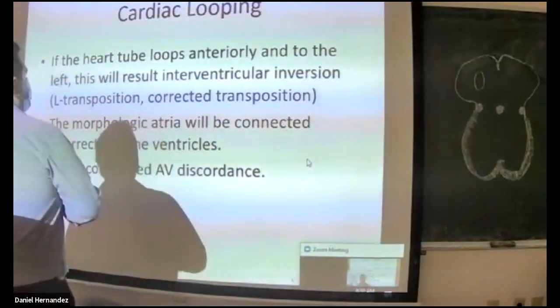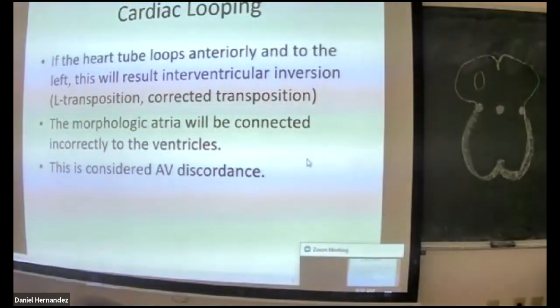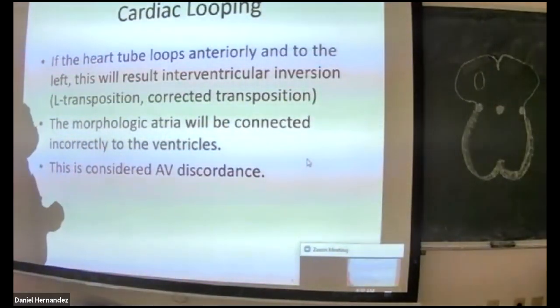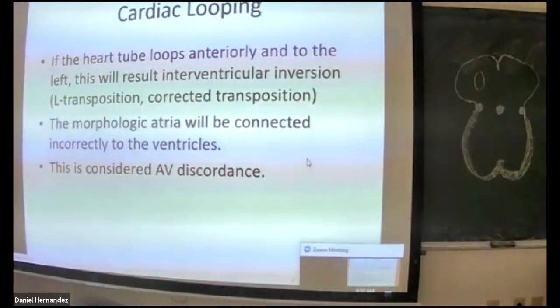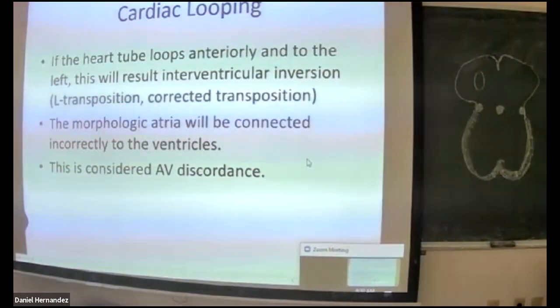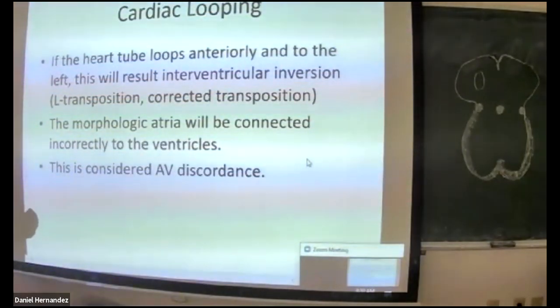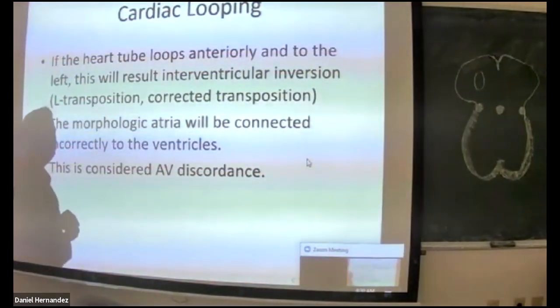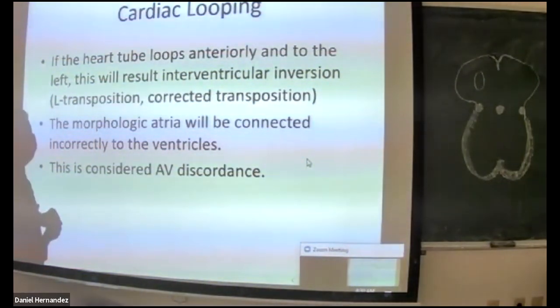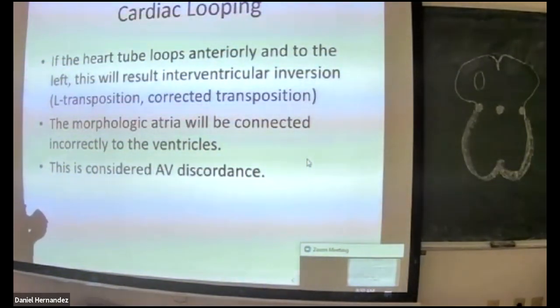If the heart tube loops anteriorly and to the left, as opposed to the right, this will result in ventricular inversion or L transposition. The morphologic atria will be connected incorrectly to the ventricles. So this is considered atrioventricular discordance. What that means is the right atrium is then going to be connected to the left ventricle, and the left atrium will be connected to the right ventricle.